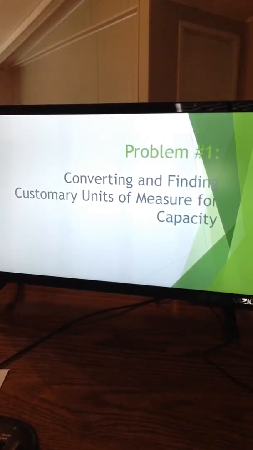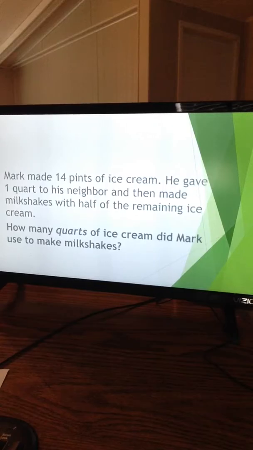Okay, so we're going to convert and find customary units of measure for capacity using a word problem. Mark made 14 pints of ice cream. He gave 1 quart to his neighbor and then made milkshakes with half of the remaining ice cream. How many quarts of ice cream did Mark use to make milkshakes?